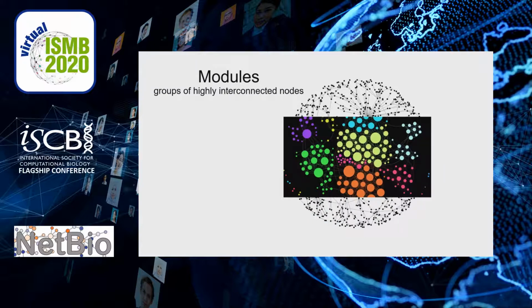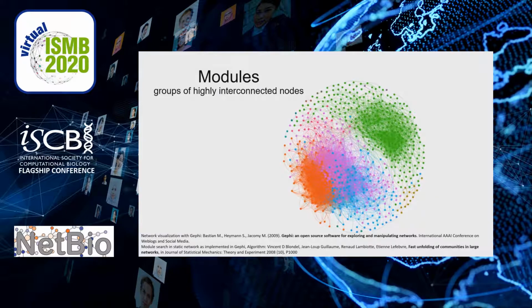Speaking of modules, a module is a group of highly interconnected nodes. And then we would investigate why are these microbes more connected? Are they involved in the same nutrient cycle? Do they share the same environmental niche? This network here is just an example. My network actually looked like this.